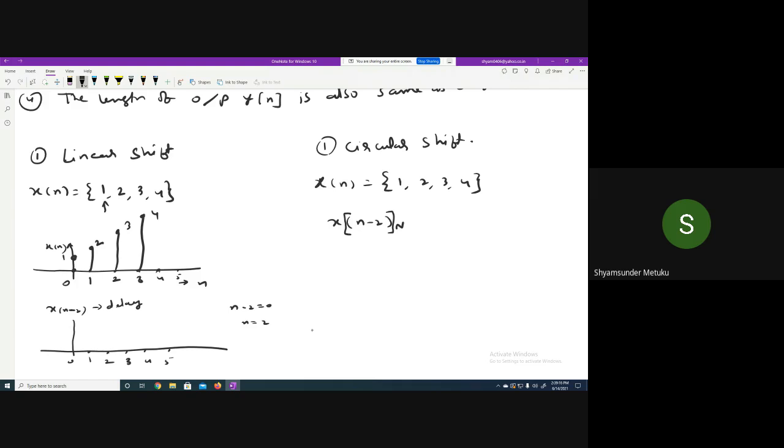So can you tell me what does the signal look like now, x of n minus 2? What does it mean? What is the value 1 will appear at which time instant? It will start from 2 onwards. Yeah, at 2, what is the height? 1. Very good. At 3? 2. Okay. At 4? 3. Okay. And 5? 4. Is it not?